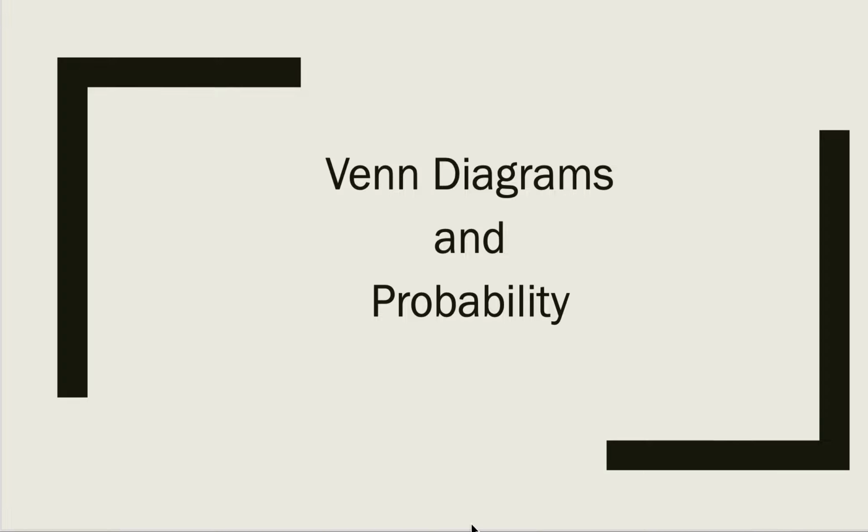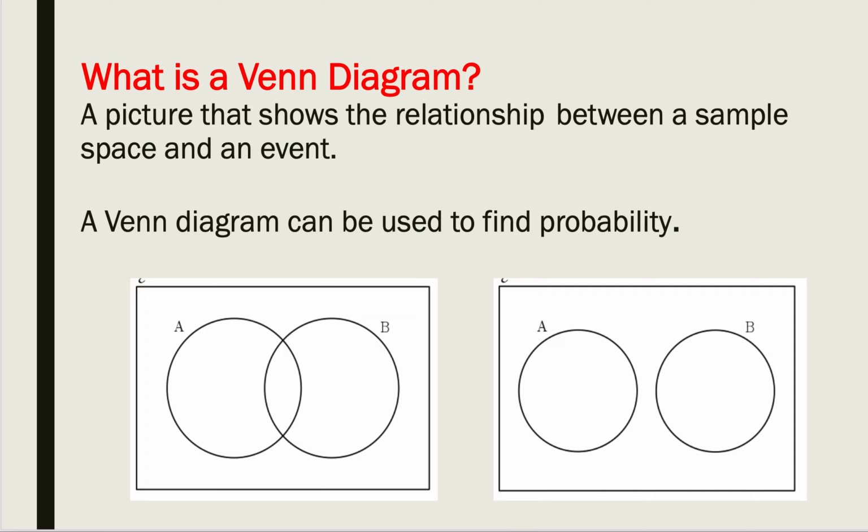So in this section, we're going to introduce the idea of what is called a Venn diagram, and then we're going to talk about how to use that Venn diagram to calculate probability. All right, so let's begin with a definition for the Venn diagram. A Venn diagram is basically a picture that shows the relationship between a sample space and an event. And you can see a Venn diagram in the picture below.